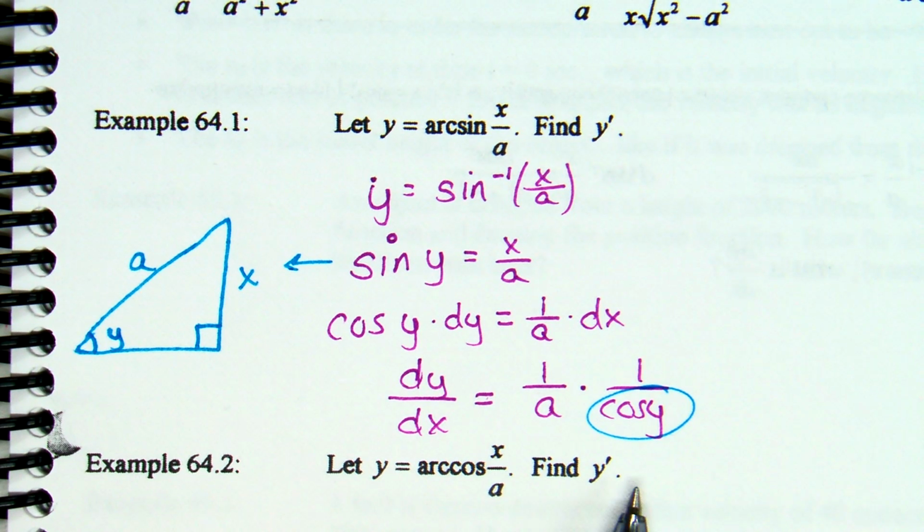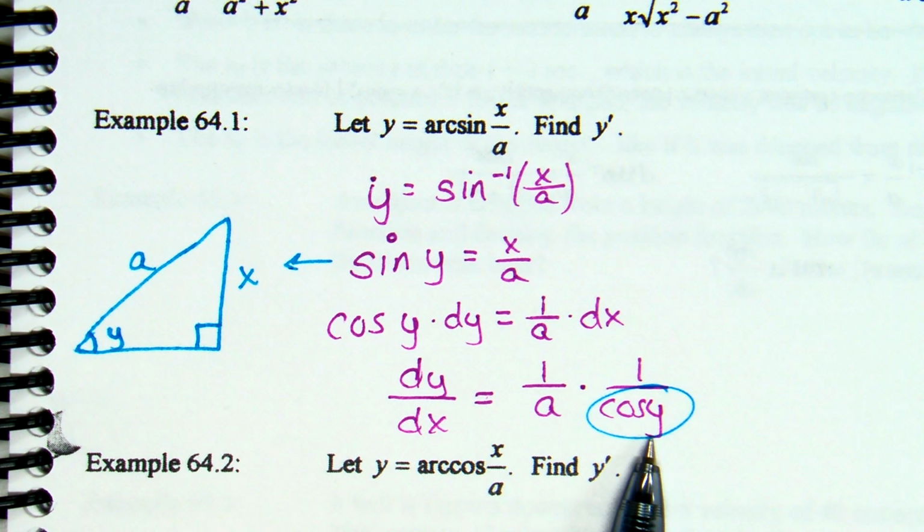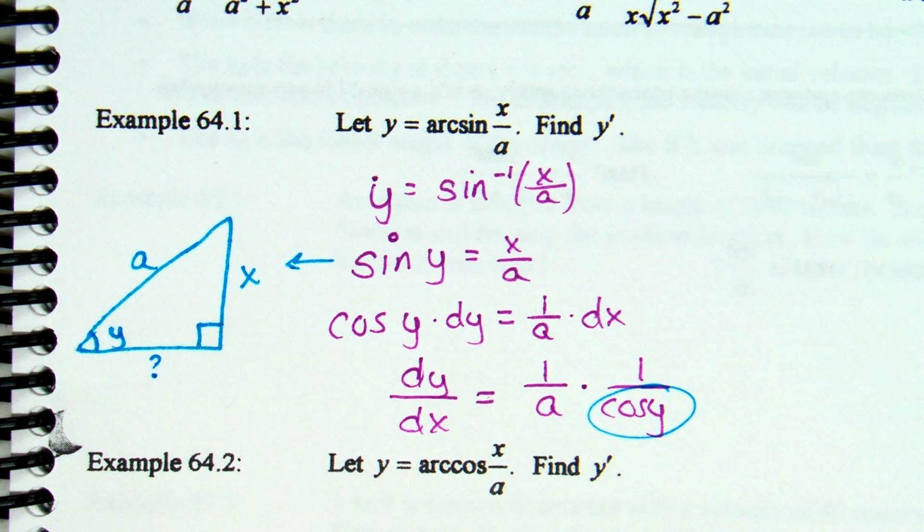Okay, now, here's the deal. We need cosine of y, yes? What's cosine? Adjacent over hypotenuse. What's my catch? I don't have an adjacent. But it's a right triangle. How can I find that piece? Pythagorean theorem? Yes. Okay, if you can get to it without that, great.